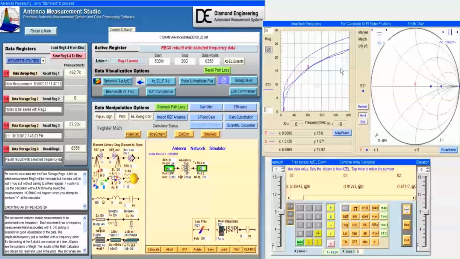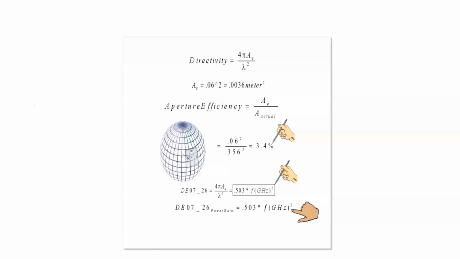The effective aperture and the actual aperture form an aperture efficiency. If we calculate the aperture efficiency at 0.0036 square meters by 0.35 squared square meters, we arrive at 3.4% aperture efficiency. Now, let's insert the actual effective aperture and convert wavelength to frequency and work those constants out. Our result is 0.503 times the frequency in gigahertz squared. So the power gain is 0.503 times frequency in gigahertz squared.